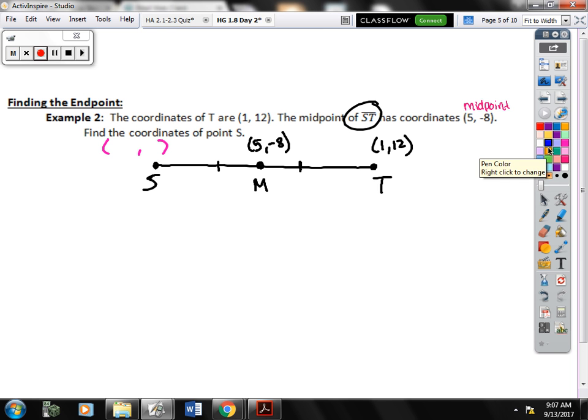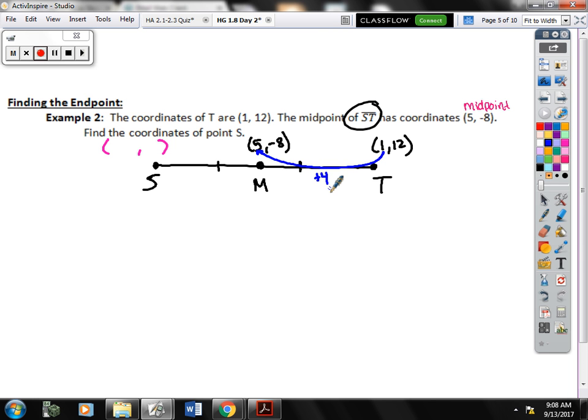So first look at your x values. It went from 1 to 5. So what did they do with the x values? You have to start at an endpoint and go to the midpoint, and then go from the midpoint to the other endpoint. Justin? They added 4.